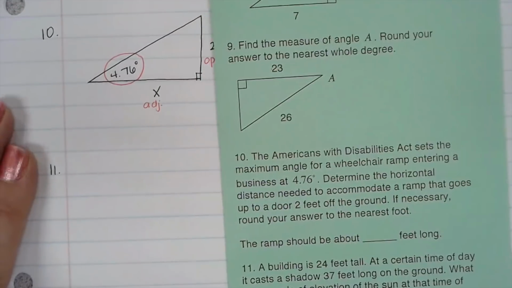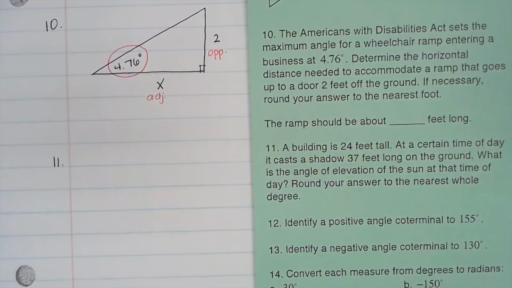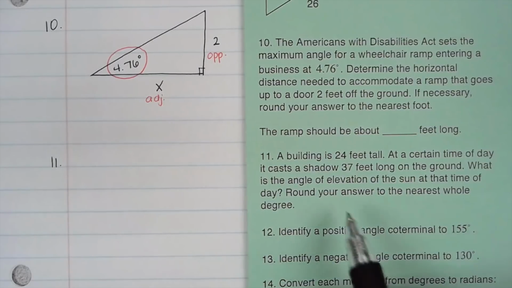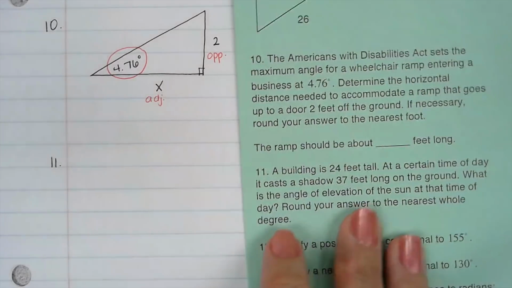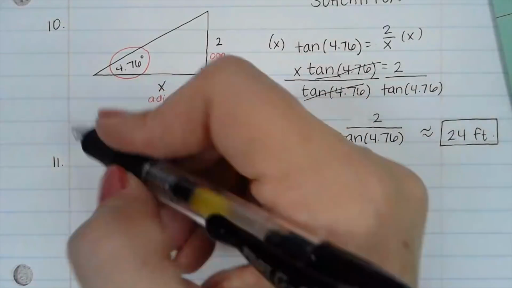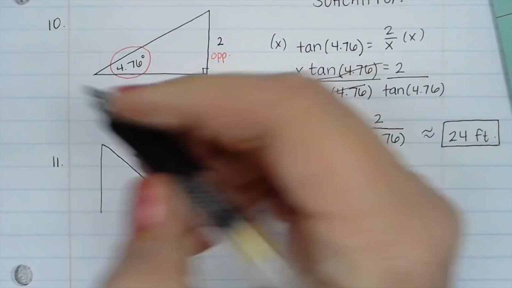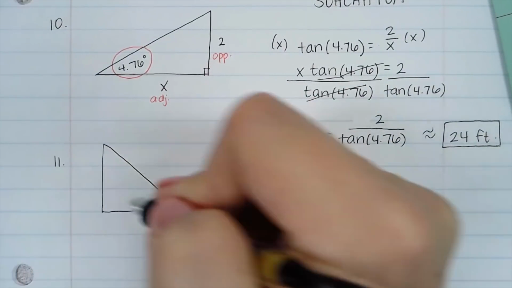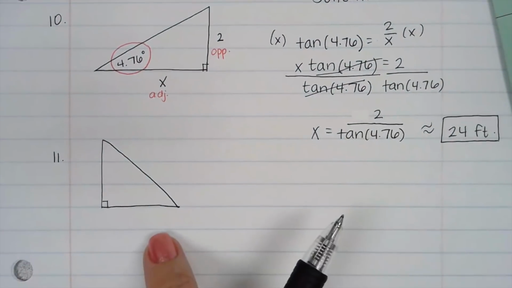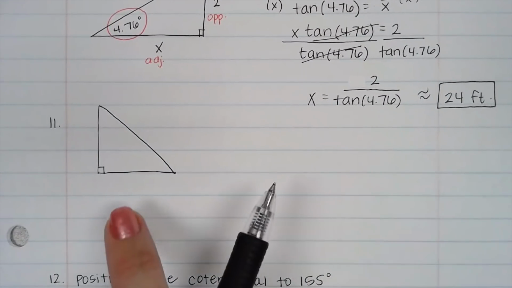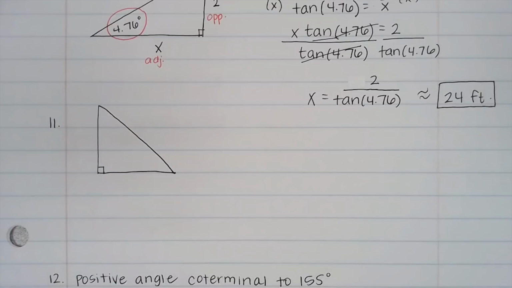Question 11 is also a word problem. Question 11 says, a building is 24 feet tall. At a certain time of day, it casts a shadow 37 feet long on the ground. And then on this one, they want us to solve for the angle. It doesn't matter what way you draw your triangle. You just have to make sure you put the numbers on the sides that correspond to the information in the question. And so notice that for these ones, we're setting up the triangles together because you're going through and trying to practice setting up the triangles.